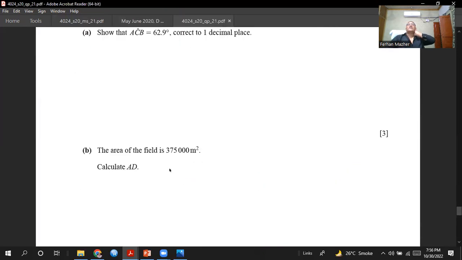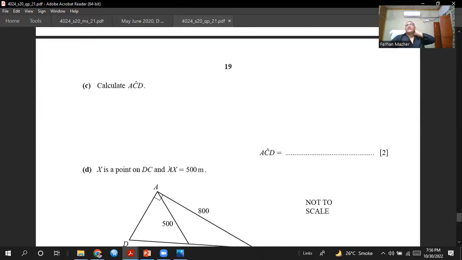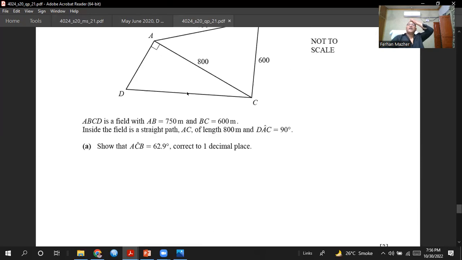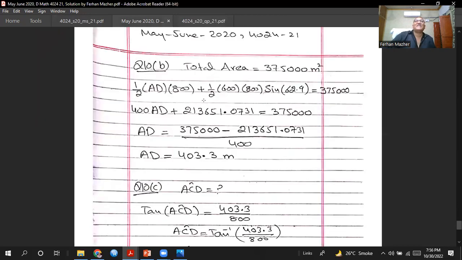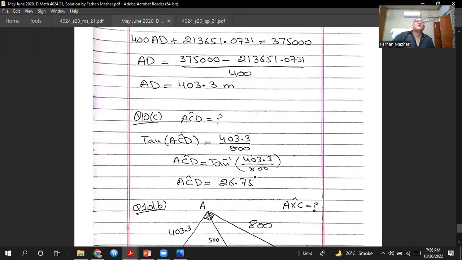Now the next question they are asking is, calculate the ACD. They want me to find out this angle. I know this, I know this. I can apply the tan, and this will be the base, this will be the perpendicular. Very simple. So tan of the ACD will be perpendicular over base. The perpendicular is 403.3 and the base is 800. So the ACD will be equal to tan inverse of that fraction, and that will give you 26.75.